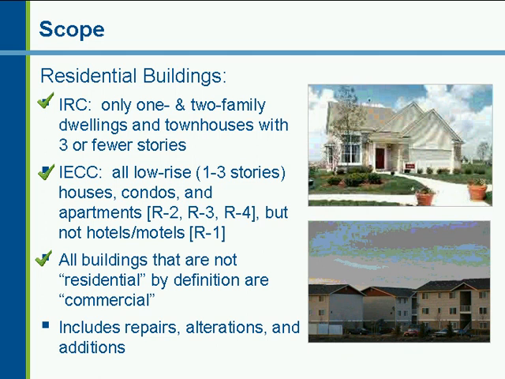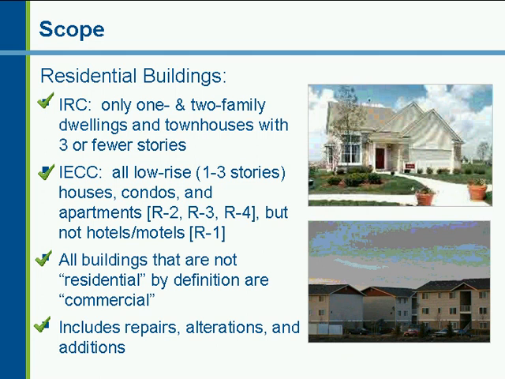Any building that is not residential, according to the definitions above, is defined as commercial in the code and would comply under Chapter 5, which we won't talk about today. The scope of the code does include repairs, alterations, and additions. We'll talk more about those in a moment.